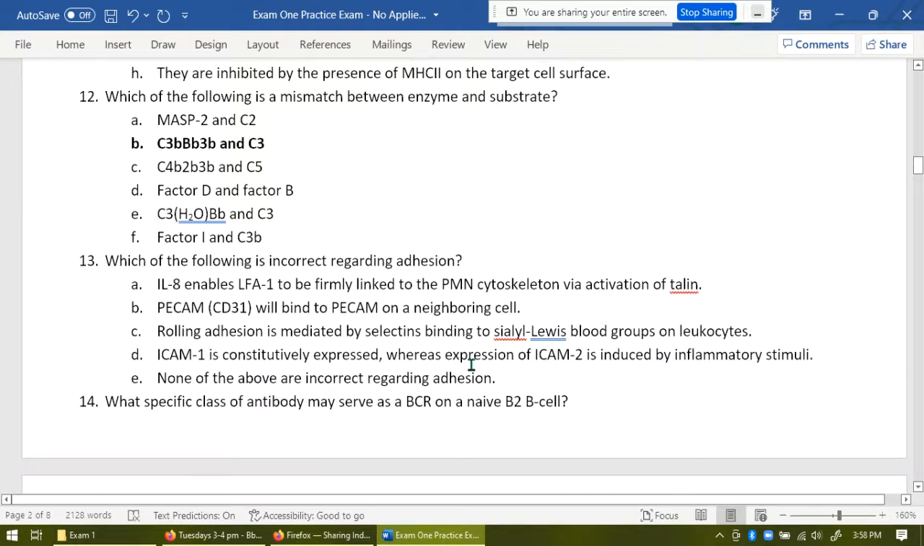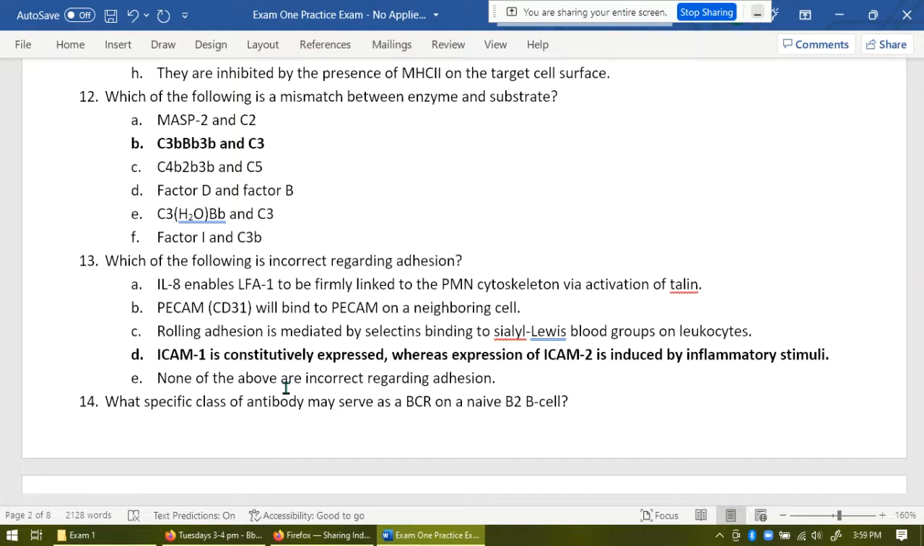ICAM1 is constitutively expressed, whereas ICAM2 is induced by inflammation. That one is false. ICAM1 is induced by inflammation only, whereas ICAM2 is always expressed on the endothelium. Okay, so don't mix those up. I doubt Sanders would even ask about that distinction, but just in case, it's part of my practice exam.